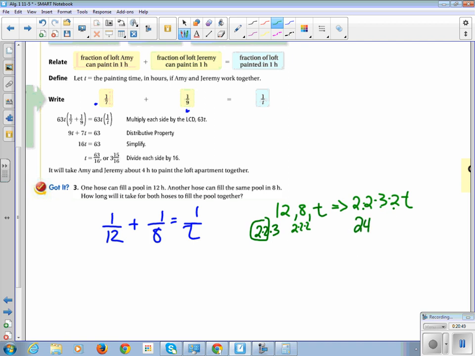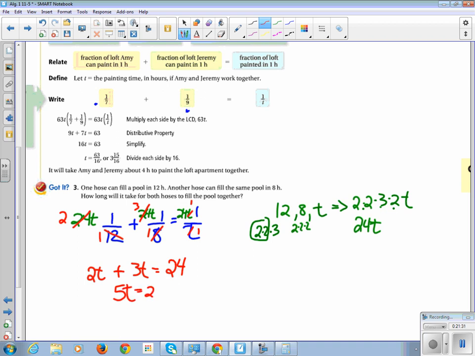20 variables. So 24 is our LCD. So everybody gets a little 24T. 12 goes into 24 twice, and this becomes 2t. 8 goes into 24 three times, and it goes into itself once, and this becomes 3t. T goes into t once, and this becomes 24. Heck yeah, easy problem. This is 5 t's equal to 24.